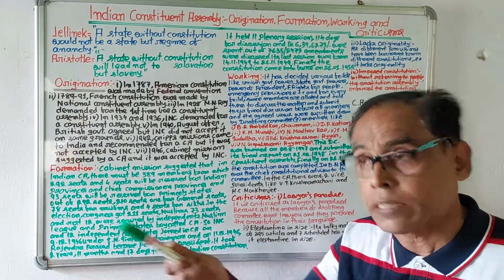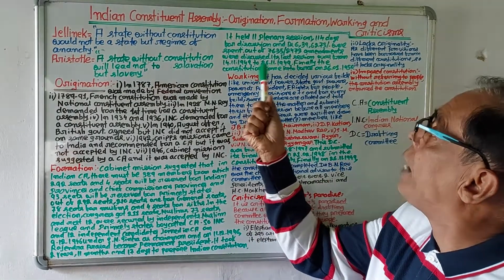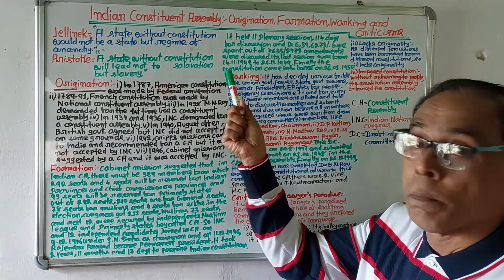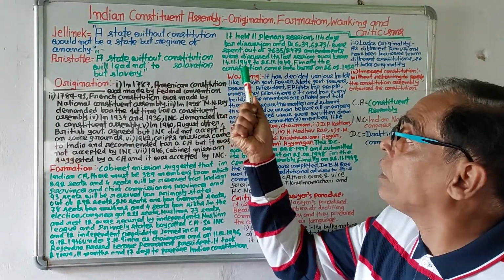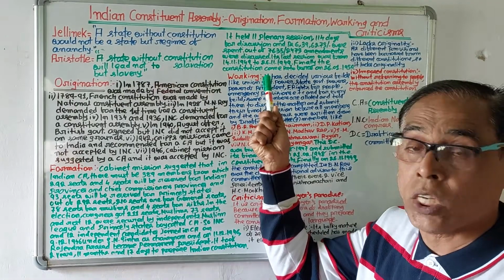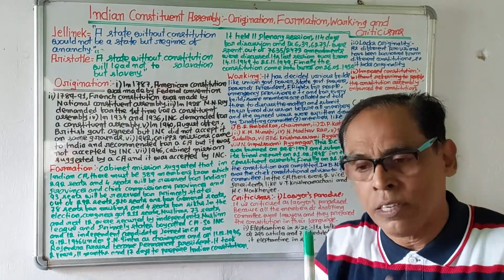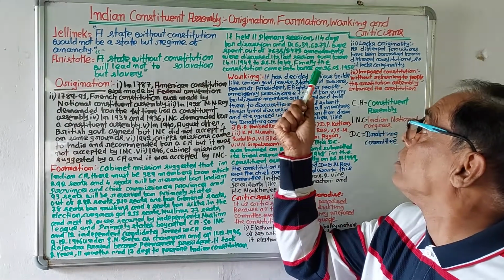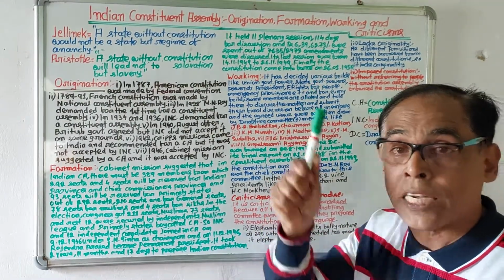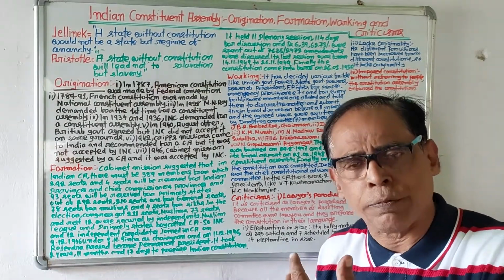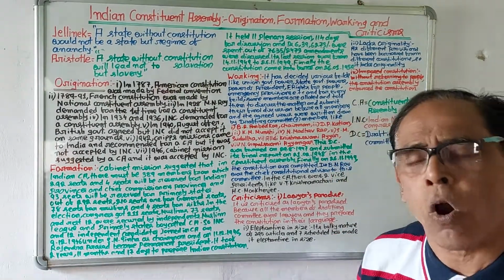And out of 7635 amendments proposed, 2473 amendments were discussed, and its last session was held from 14th November 1949 to 26th November 1949. Finally, the constitution came into force on 26th January 1950. So this is how the Indian Constituent Assembly was originated and formed.